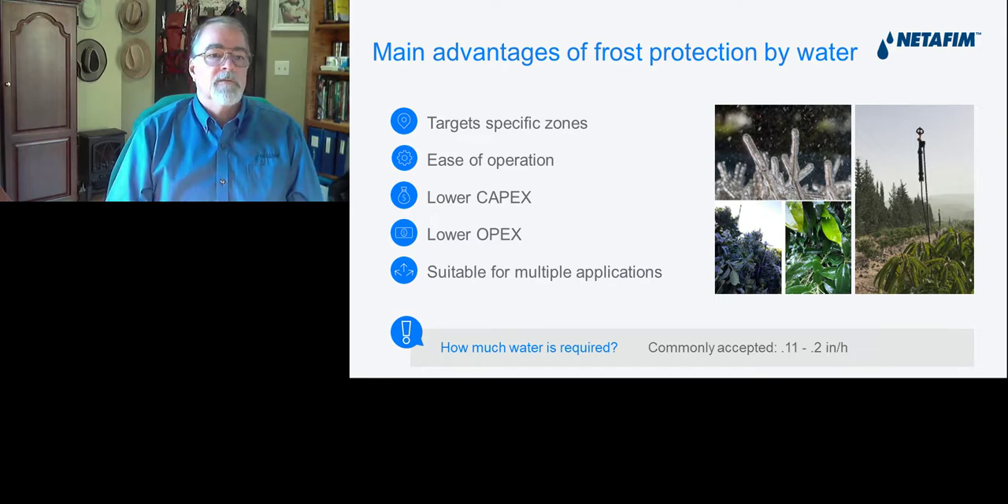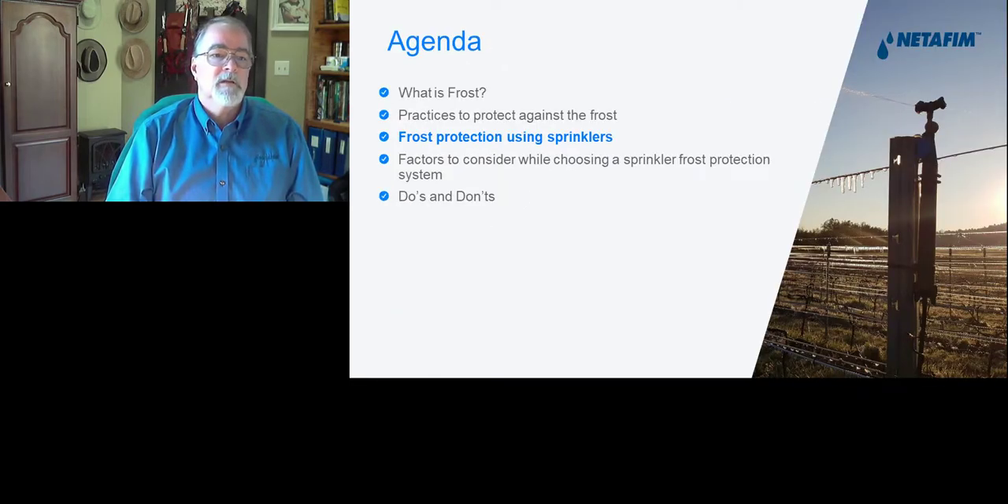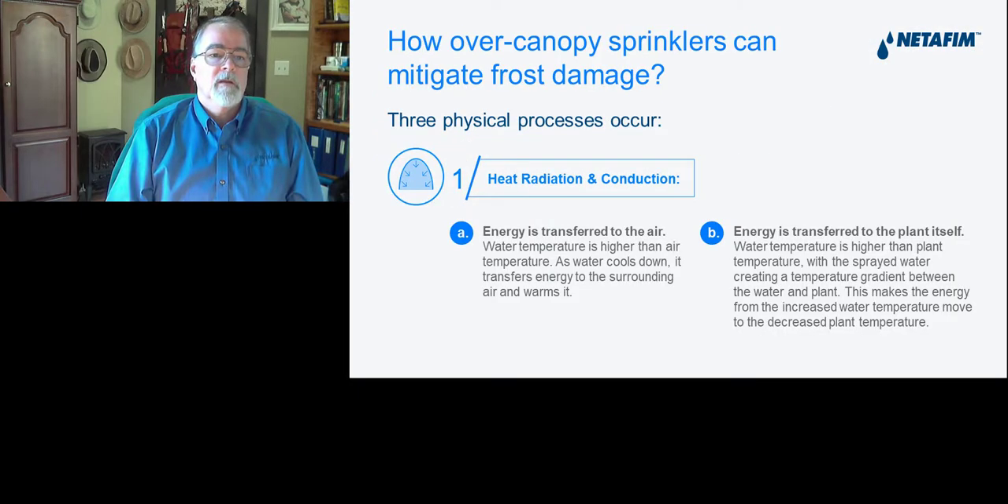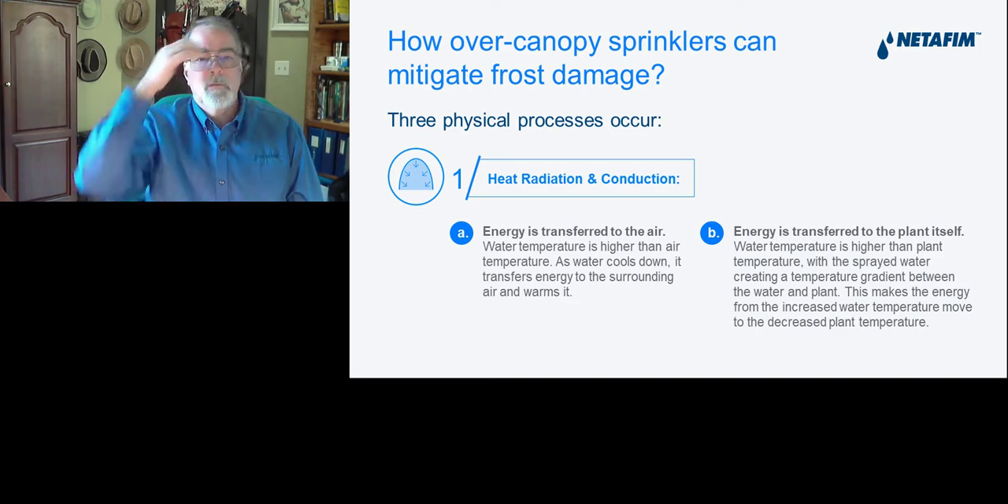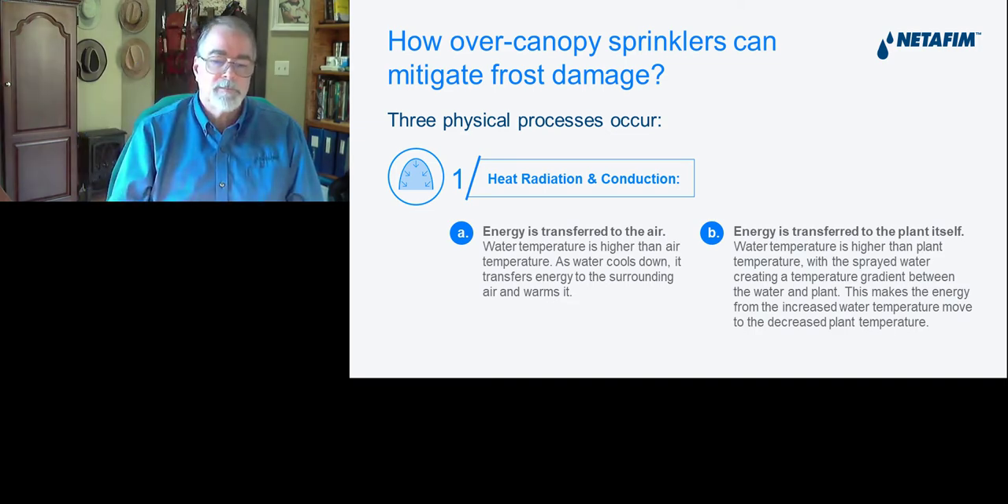So the next item up is the actual how-tos on frost protection by using sprinklers. And we're going to talk about the over canopy and the physical processes. So what's happening here when we apply water, naturally it's warmer than our air temp, right? So we're getting a transfer. There's 144 BTUs that are going to be exchanged when we start putting out water. As it cools down, it's going to transfer that energy to the air around it and also the tissue. And that's what we're looking for.